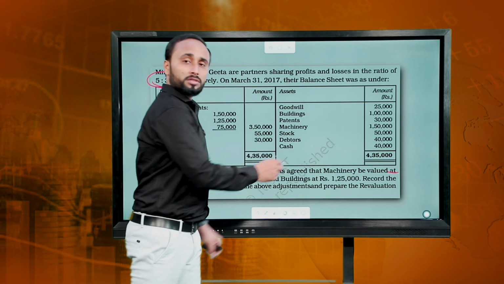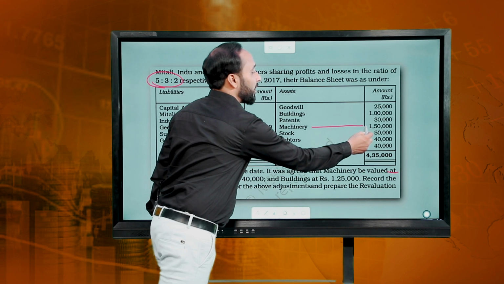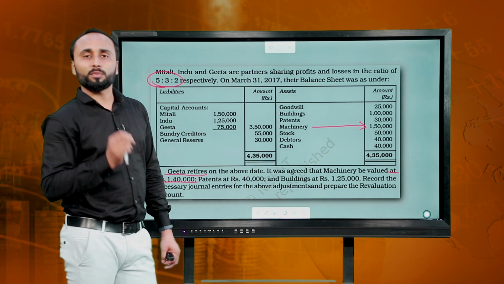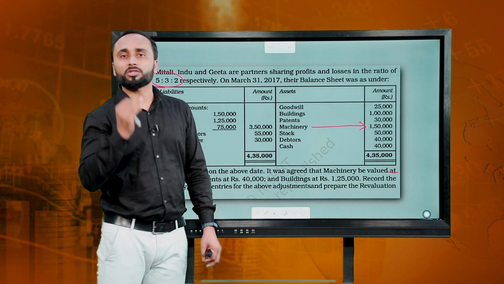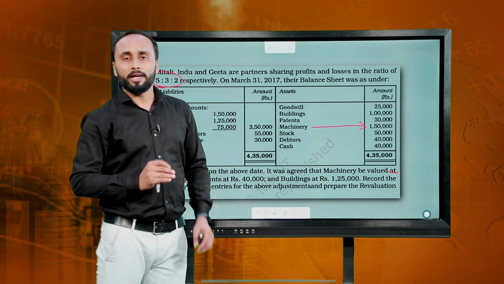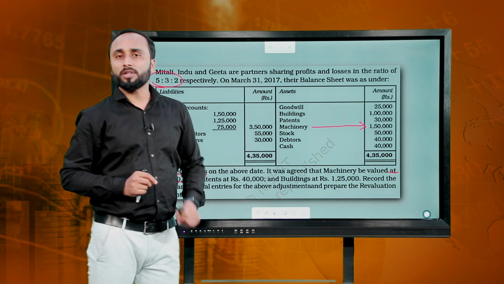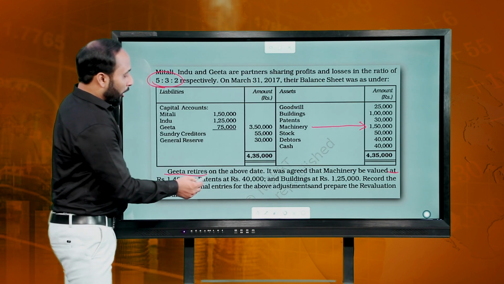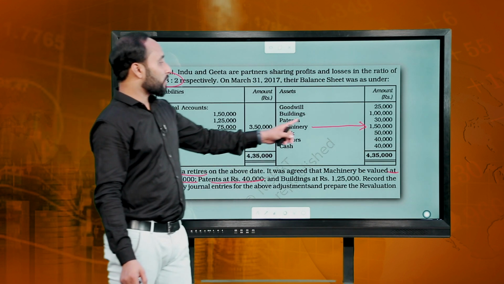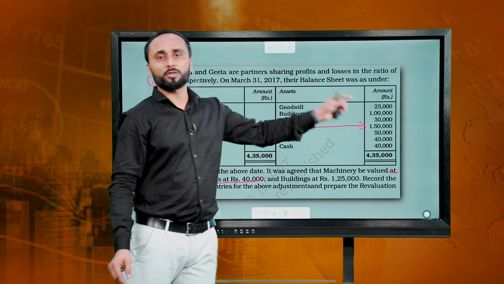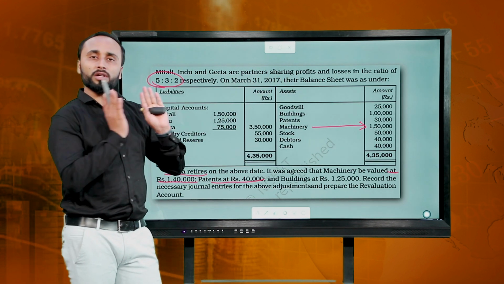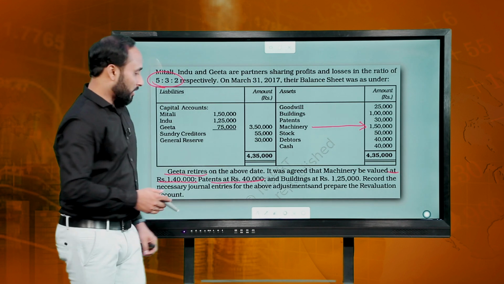The machine was already existing at 150. Now we have to value it at 140. This means the value of the machine has gone down. It has reduced. It is a loss for us. It will go to the debit side of the revaluation account. Patents are to be valued at 40,000. Patents were earlier for 30,000, which means the value of patents has increased. So that will go to the credit side of revaluation account.